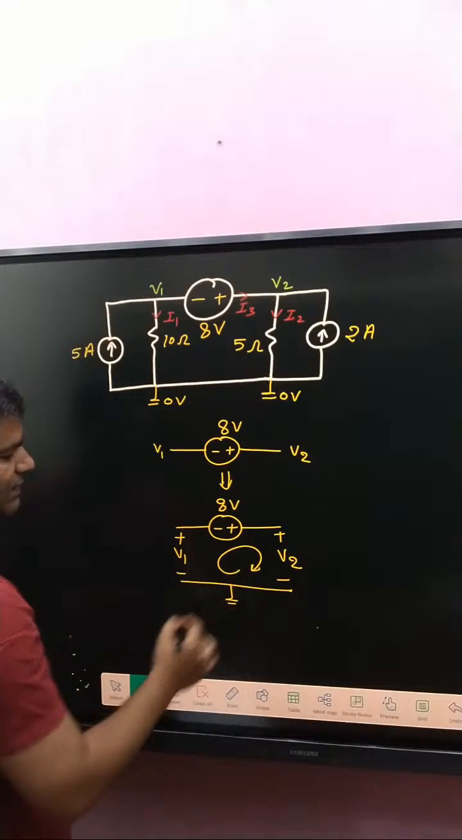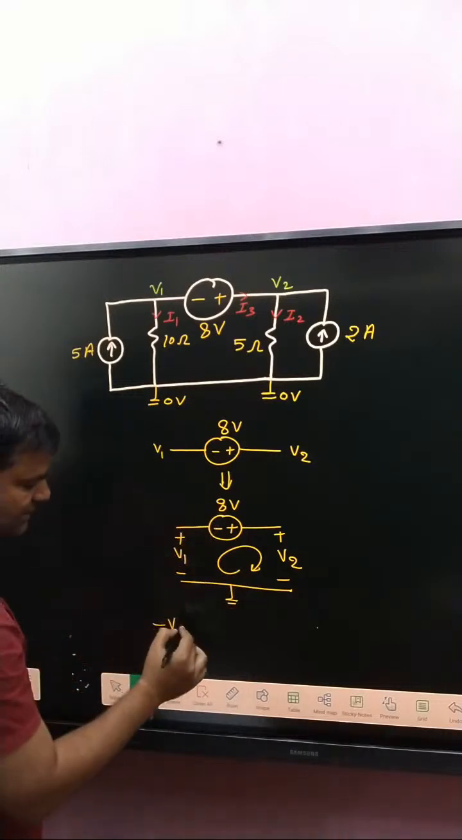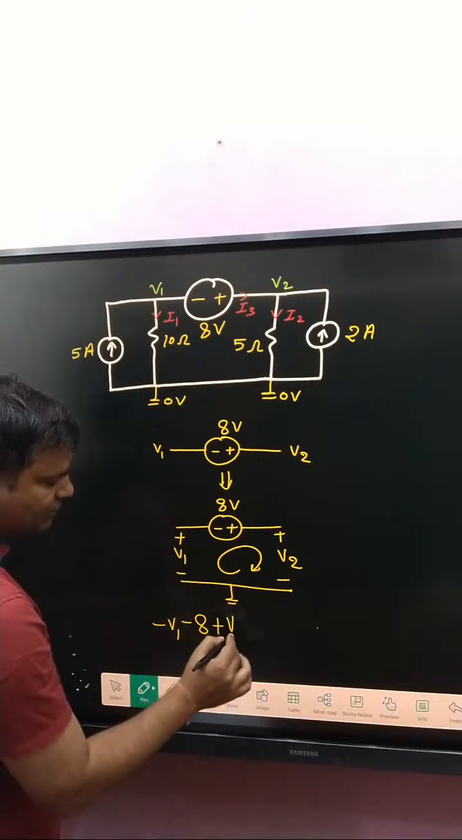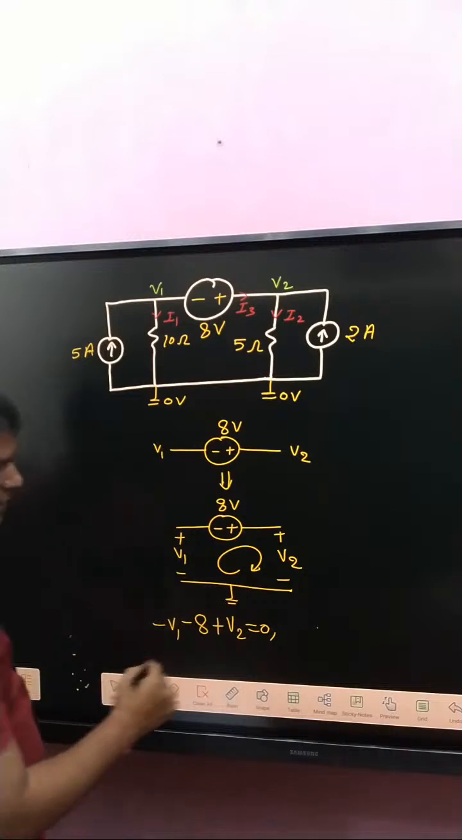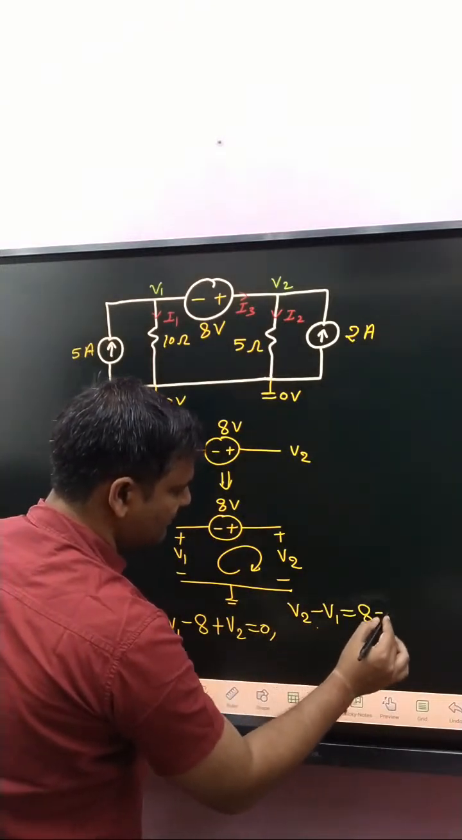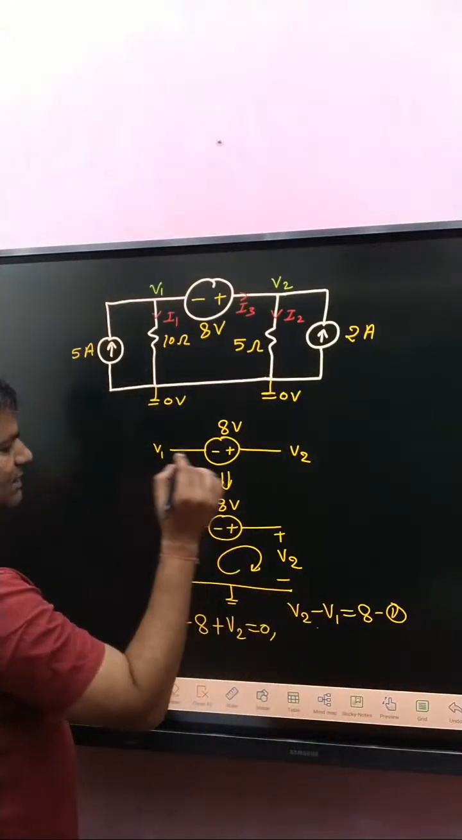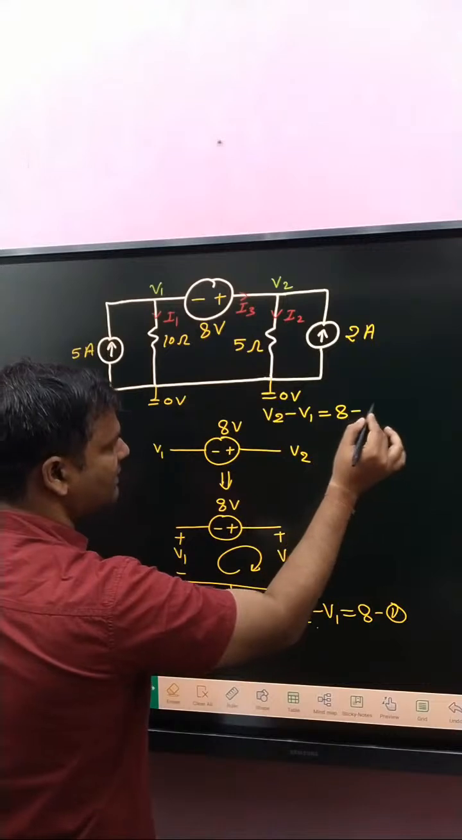If we apply KVL in this loop, we get minus 8 plus V2 equal to 0. So what is the relation between V1 and V2? V2 minus V1 is equal to how much? 8. That is equation number 1. So you can write here V2 minus V1 equal to 8. That is equation number 1.